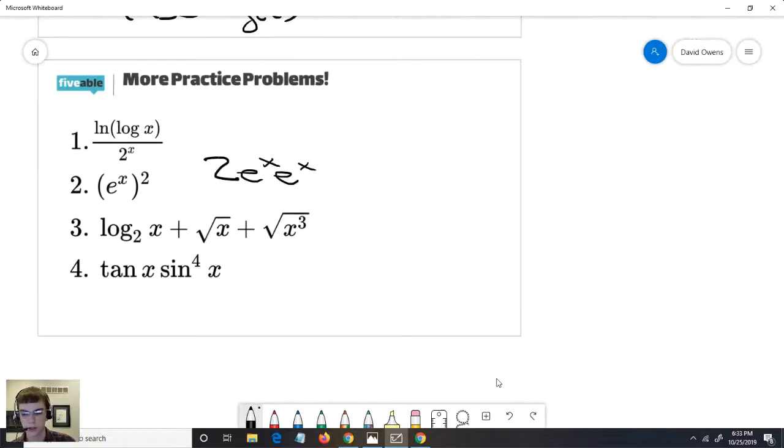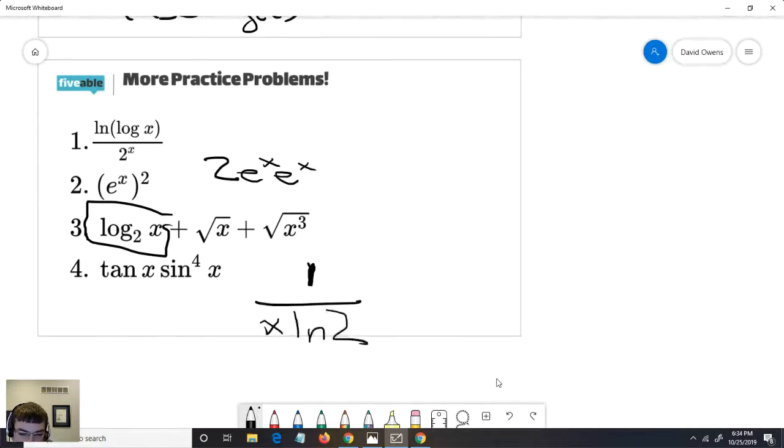All right. So for our next problem here, you can see we've got three rules all added together. And so what we're going to do here is take the derivative of each one individually and then add them all together. So the derivative of log base 2, this is just another common logarithm like we've done in the past. And that is of course 1 over x times the natural logarithm of the base, which is 2.